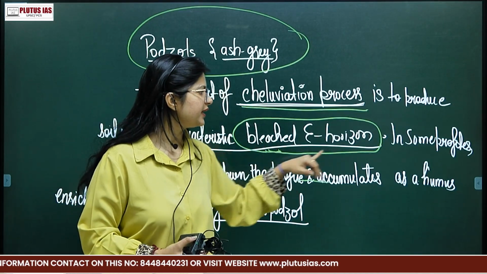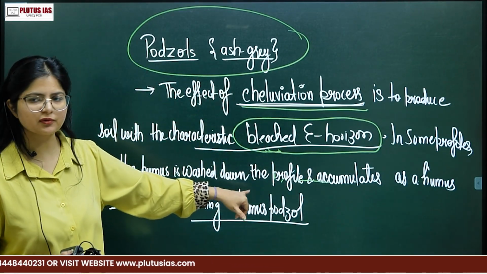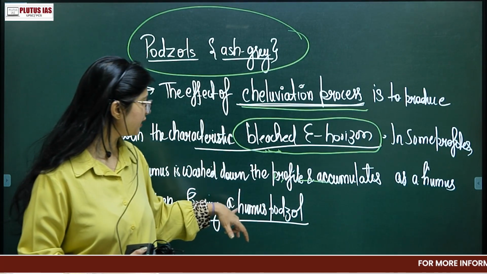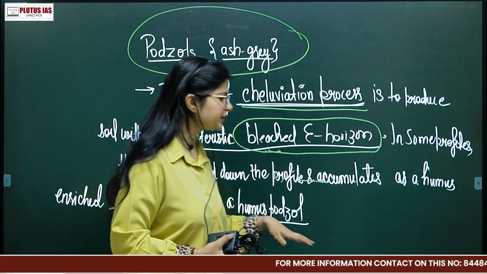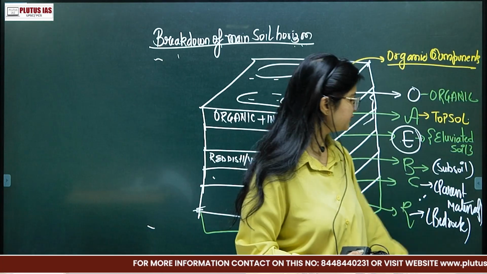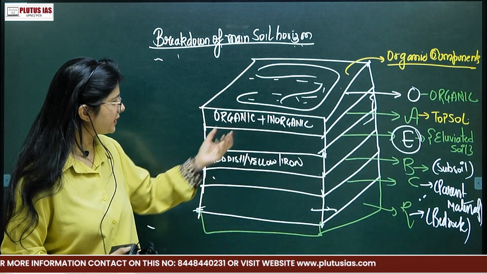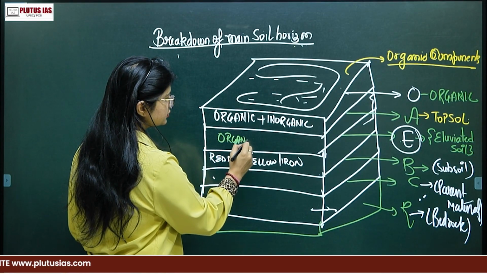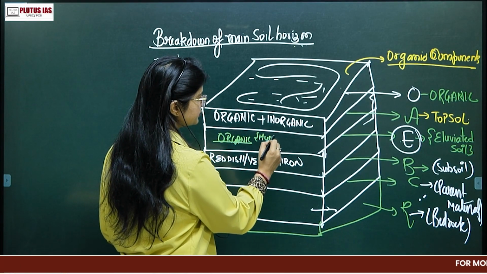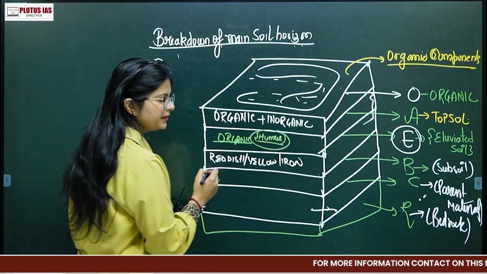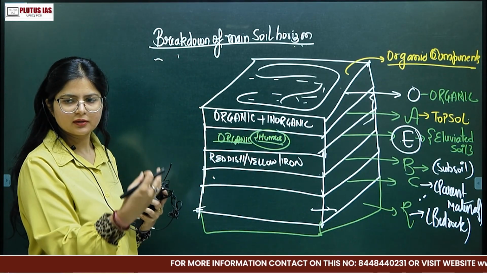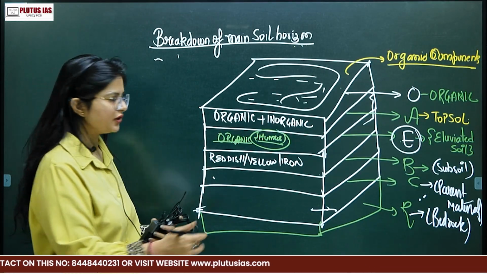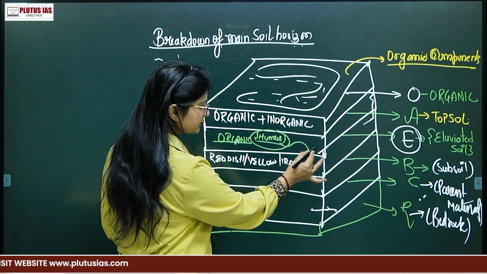In some profiles, the humus is washed down the profile and accumulates as a humus enriched B horizon, forming a humus podzol. Now, what is your B? Coming back to the diagram, E also has some organic material, some humus content. This will be bleached away. Much of the organic matter will work on it and then it will be washed away. When washed away, it will come to the next layer.